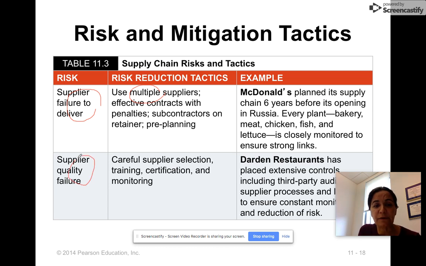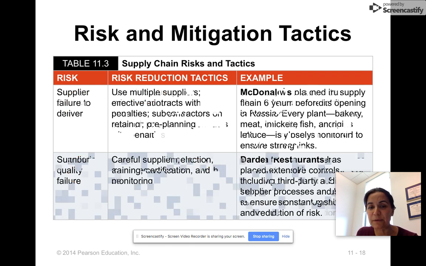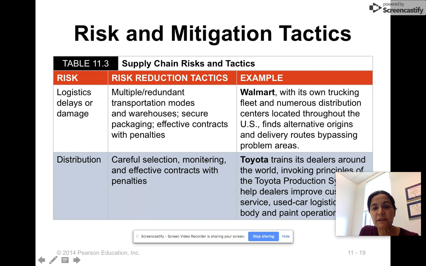The second is supplier quality failure, where we do selection and training. Darden Restaurants has extensive controls and audits to make sure that their quality is up to par. The third is logistical delays. Here, as a strategy, we have multiple redundant transportation modes, and Walmart has its own trucking fleets in many distribution centers so that they can address any logistic delays.